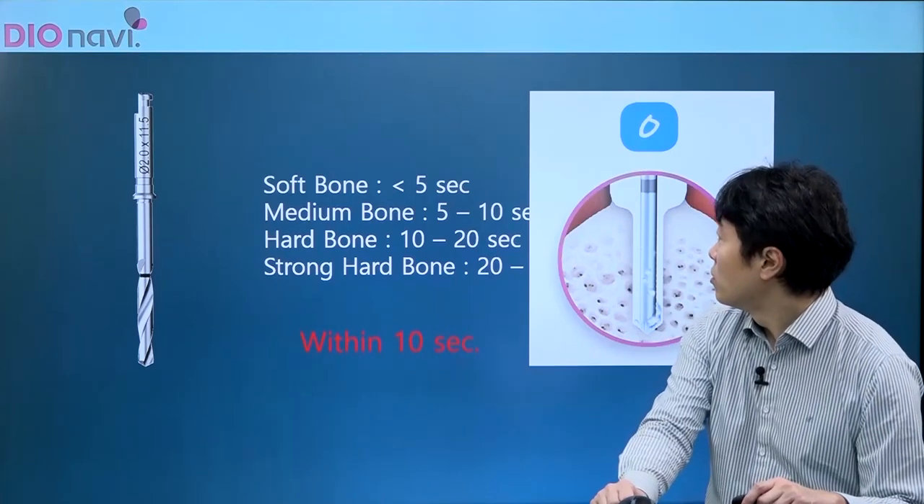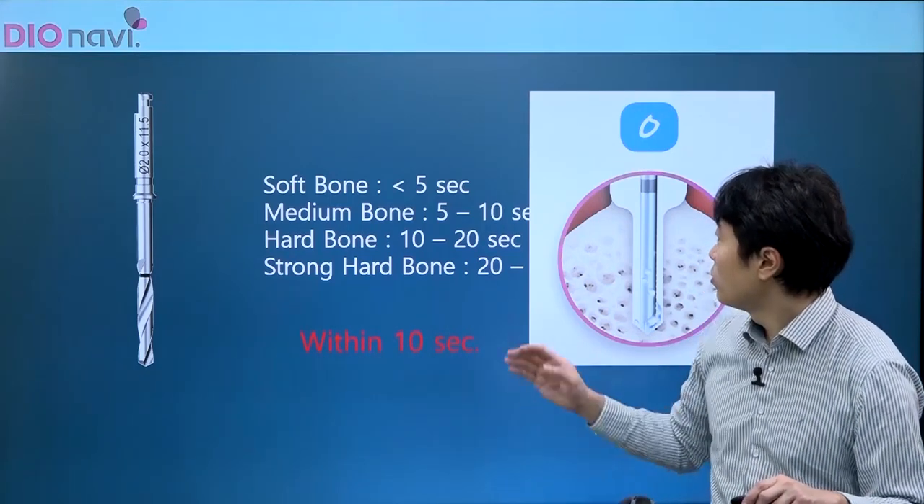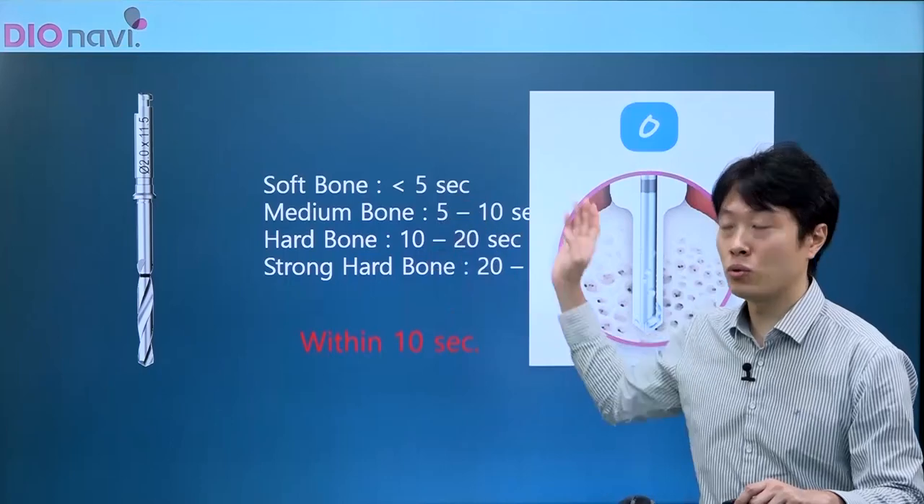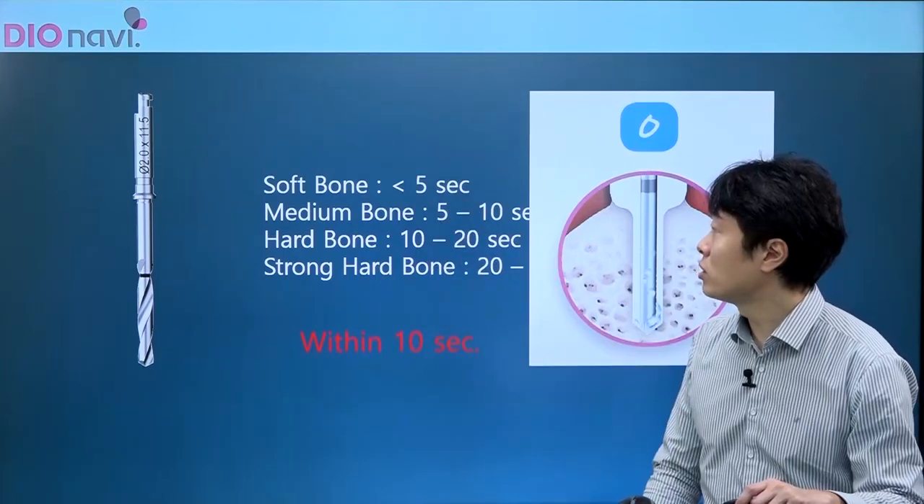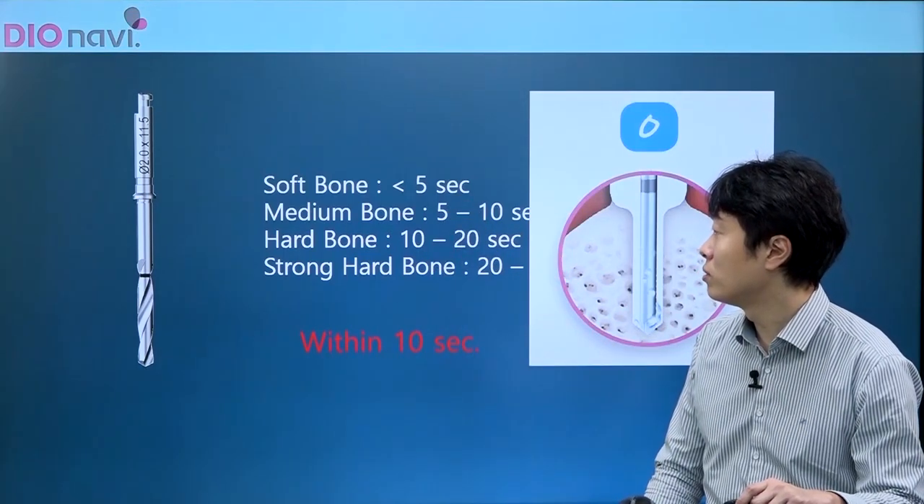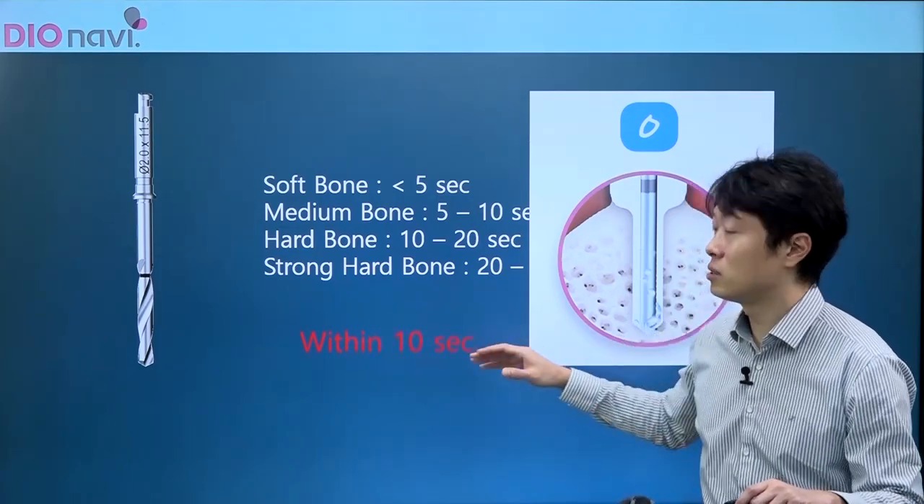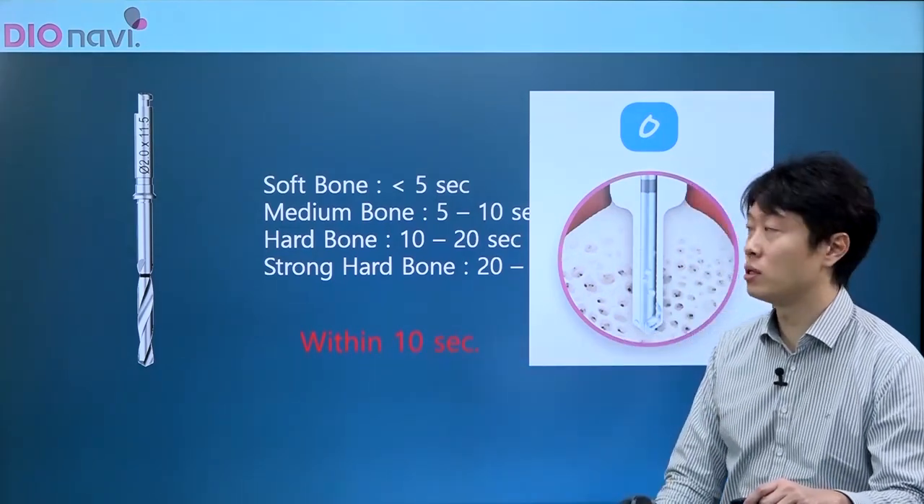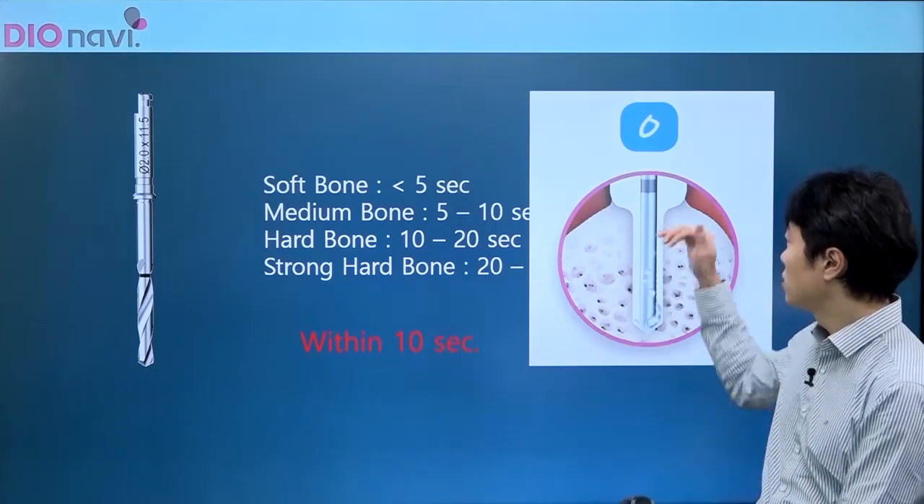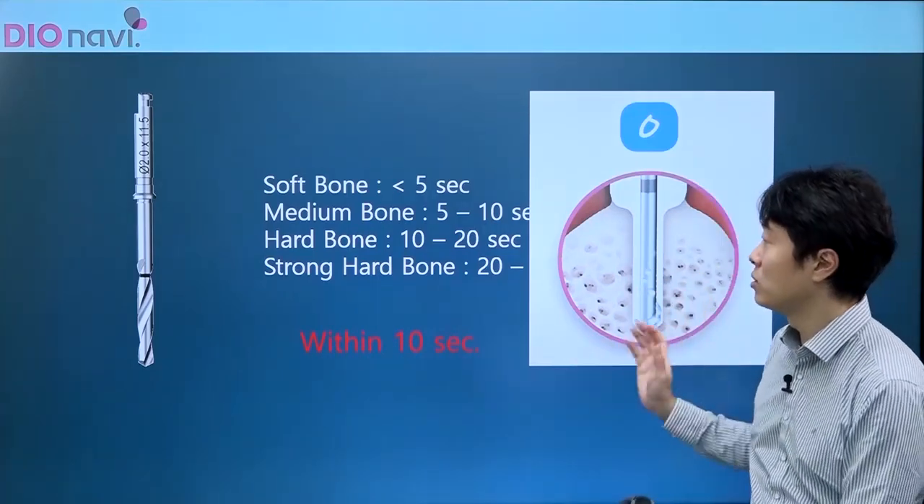Based on the experiment result, DIOnavi made it an official protocol to perform surgery at a low speed RPM without irrigation. Even so, I recommend that the drilling time should not exceed 10 seconds. When irrigating, put it deep inside and perform.